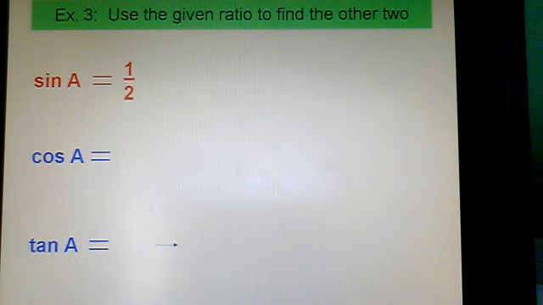Same thing on this one. I don't know if I gave this on your paper, but I'm not going to give you a triangle. You can create your own triangle if you think that helps. I would recommend doing it for 95% of you. It's going to make the problem a lot easier.